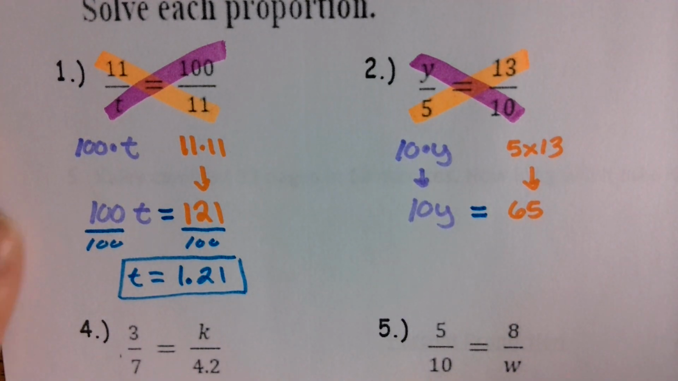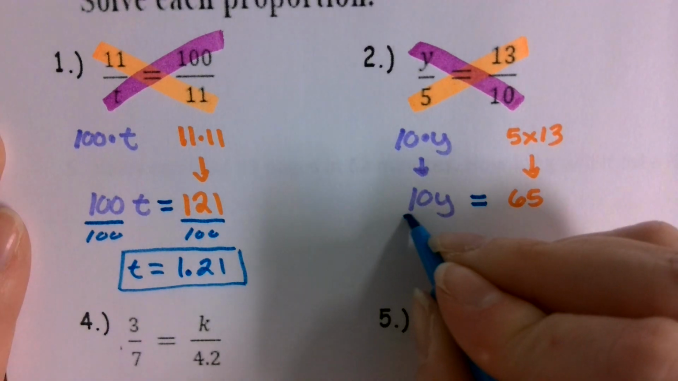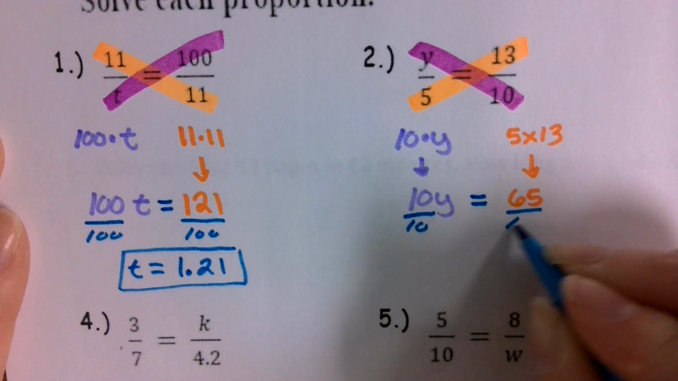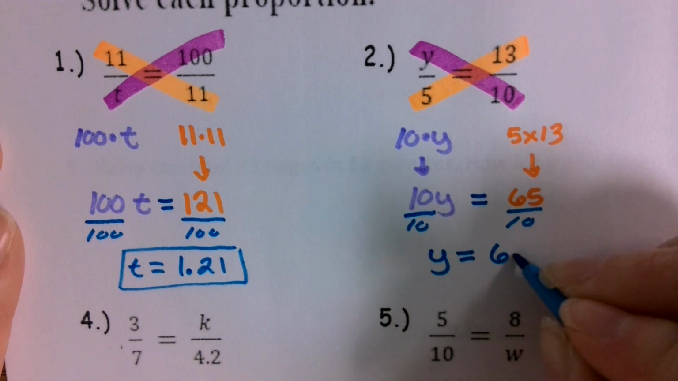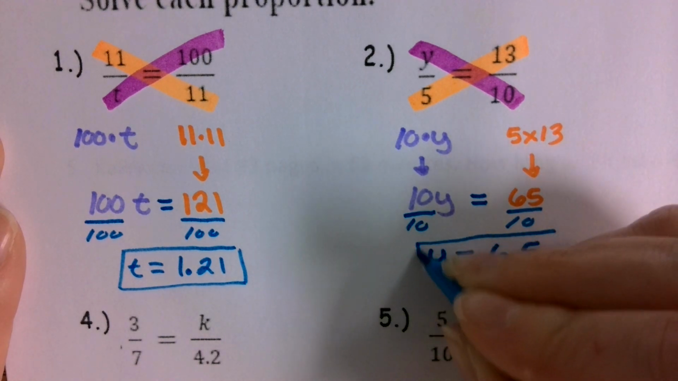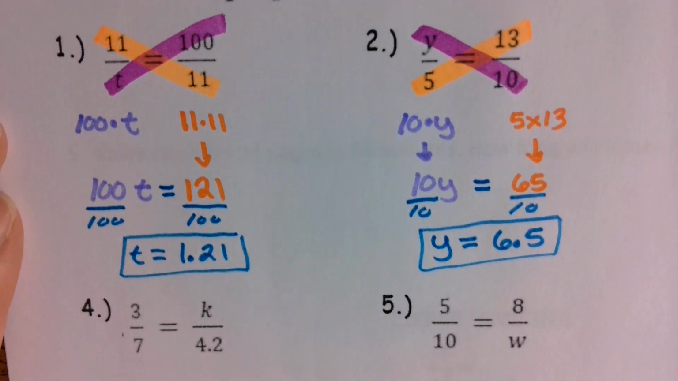What do we do? Divide. We're always going to wind up dividing here at the end. So we do 65 divided by 10. We're going to get 6.5 for our answer. Go ahead and do 3 through 6 on your own.